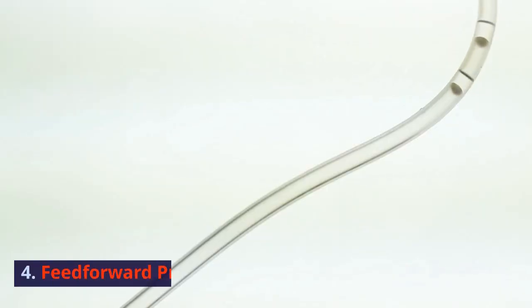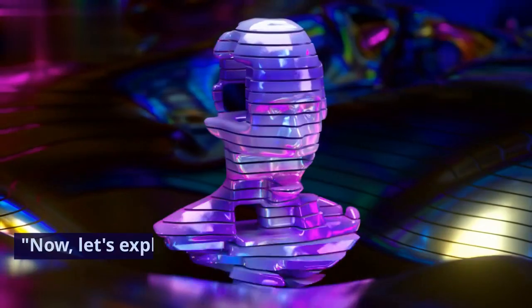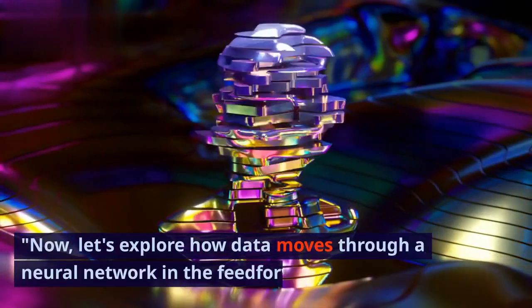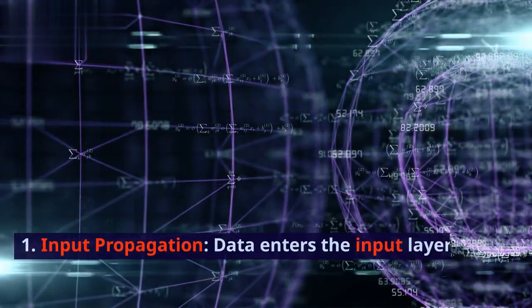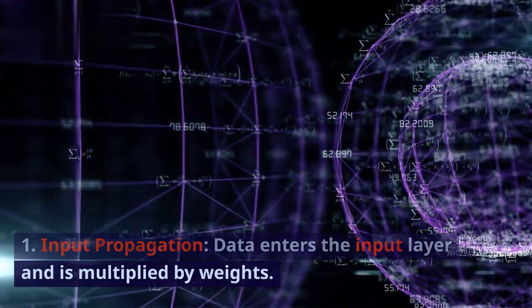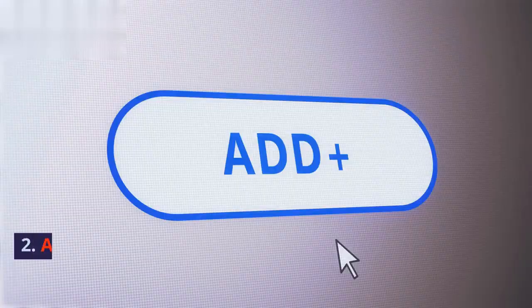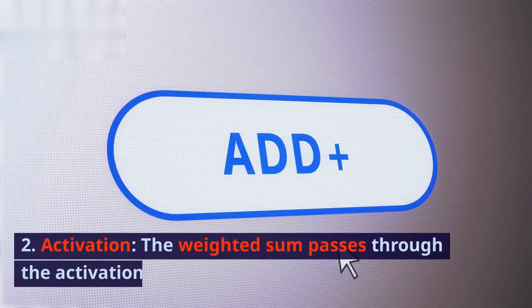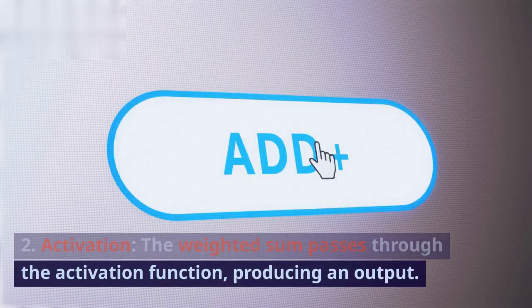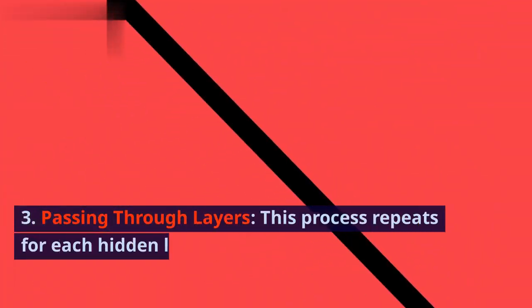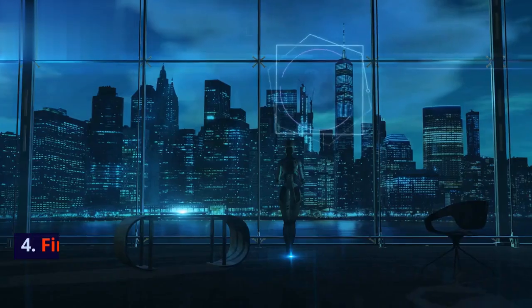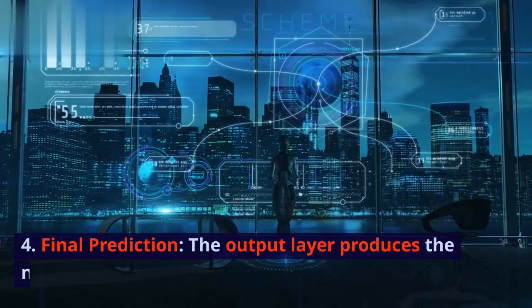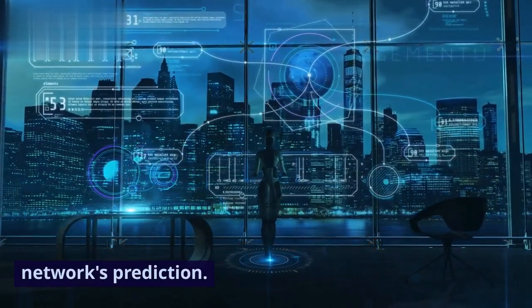Feed-forward process. Now, let's explore how data moves through a neural network in the feed-forward process. 1. Input propagation. Data enters the input layer and is multiplied by weights. 2. Activation. The weighted sum passes through the activation function, producing an output. 3. Passing through layers. This process repeats for each hidden layer until reaching the output layer. 4. Final prediction. The output layer produces the network's prediction.